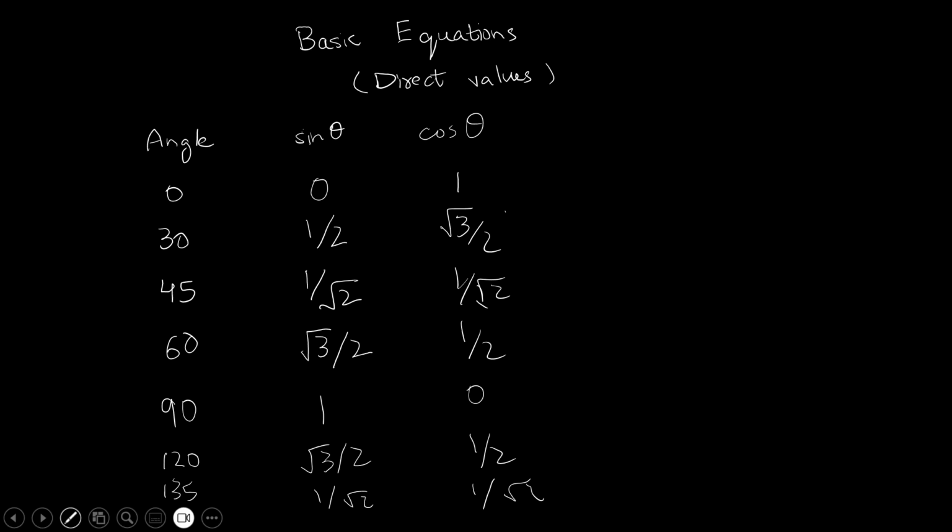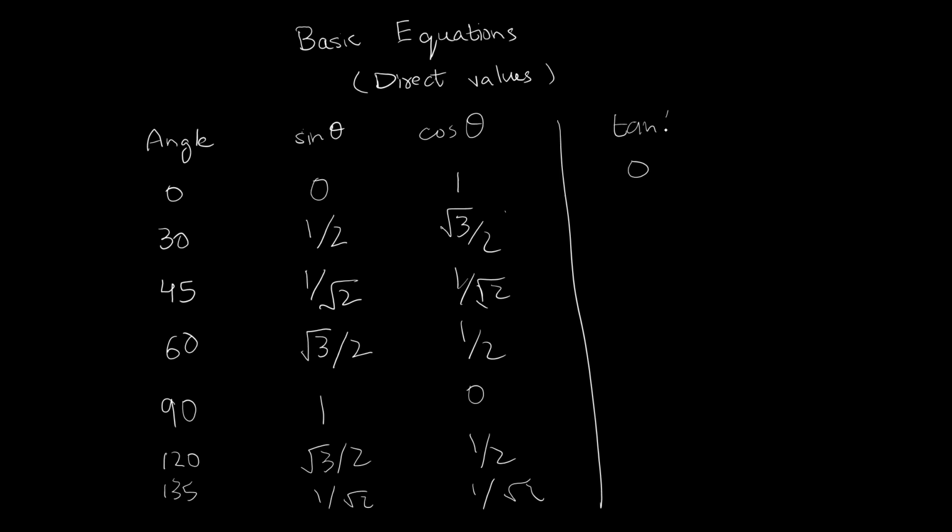And once you know these two values, the tangent theta is just the sine over cos. So 0 over 1, which is 0. And when you divide these two, you get 1 over x. That's how you can calculate these values without a calculator. So secant theta and cosecant theta are the inverse of cos theta and sine theta respectively, and hence these values can also be calculated this way.